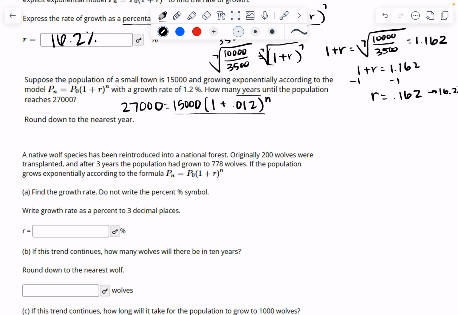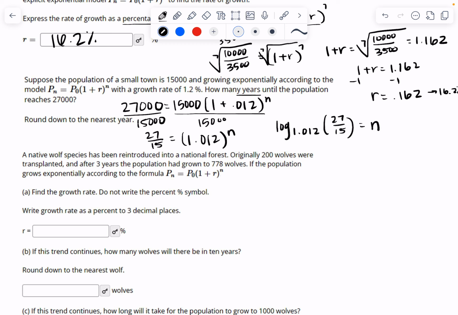So we divide by 15,000. And I'm going to simplify this to 27 over 15 because it's 27,000 over 15,000. So the fraction, it doesn't matter if we simplify it a little bit right there. And then we're going to do the log. So we do log base 1.012 of 27 over 15 equals n, because when we do log base 1.012 of 1.012, those just simplify to 1.